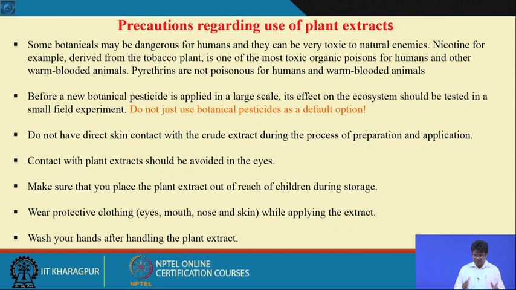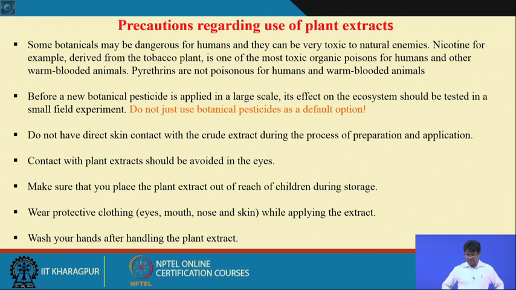There are some precautions to be followed when using plant extracts. Some botanicals may be dangerous for humans and can be very toxic to natural enemies. Nicotine, for example, derived from the tobacco plant, is one of the most toxic and poisonous for humans and other warm-blooded animals. Pyrethrins are not poisonous for humans and warm-blooded animals. Before a new botanical pesticide is applied on a large scale, its effect on the ecosystem should be tested in small field experiments. Don't use a botanical pesticide as a default option; you need to test it.